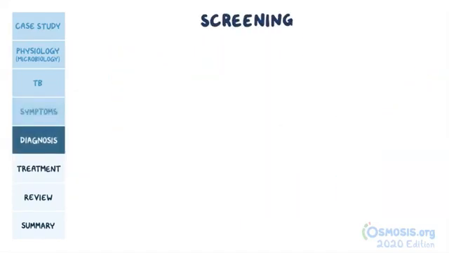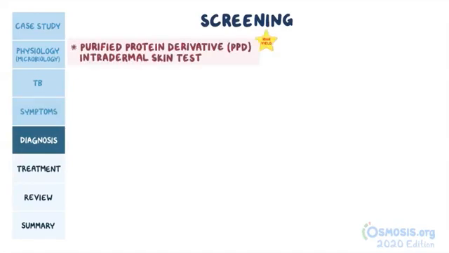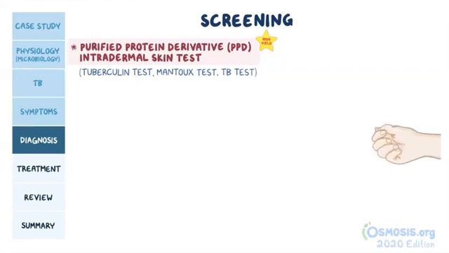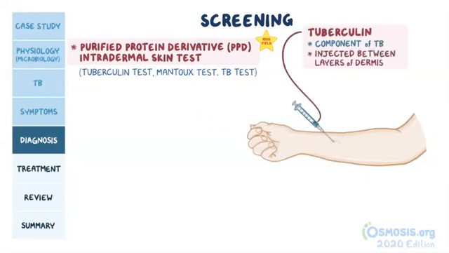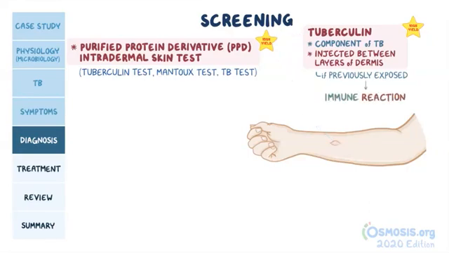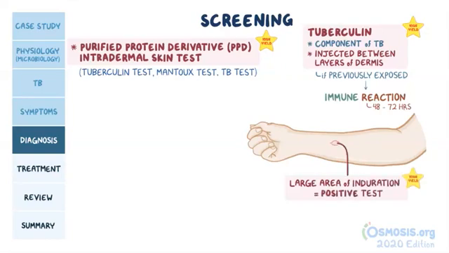Screening for TB often starts with a purified protein derivative, or PPD, intradermal skin test, sometimes known as a tuberculin skin test, Mantoux test, or simply TB test. With this test, tuberculin, a component of the bacteria, is injected between the layers of the dermis. If a person has previously been exposed to TB, the immune system reacts to tuberculin and produces a small, localized type 4 hypersensitivity reaction within 48 to 72 hours. If the reaction creates a large enough area of induration rather than just redness, the test is positive.